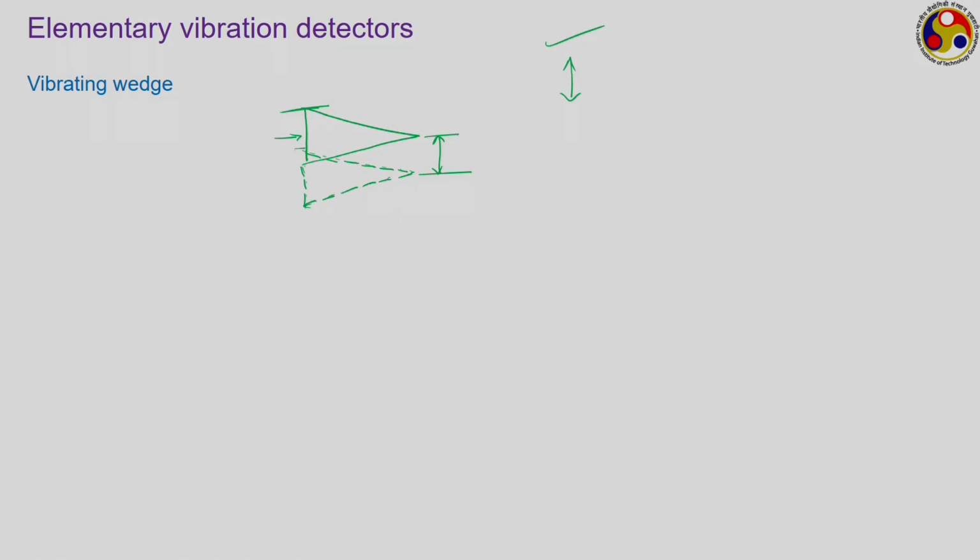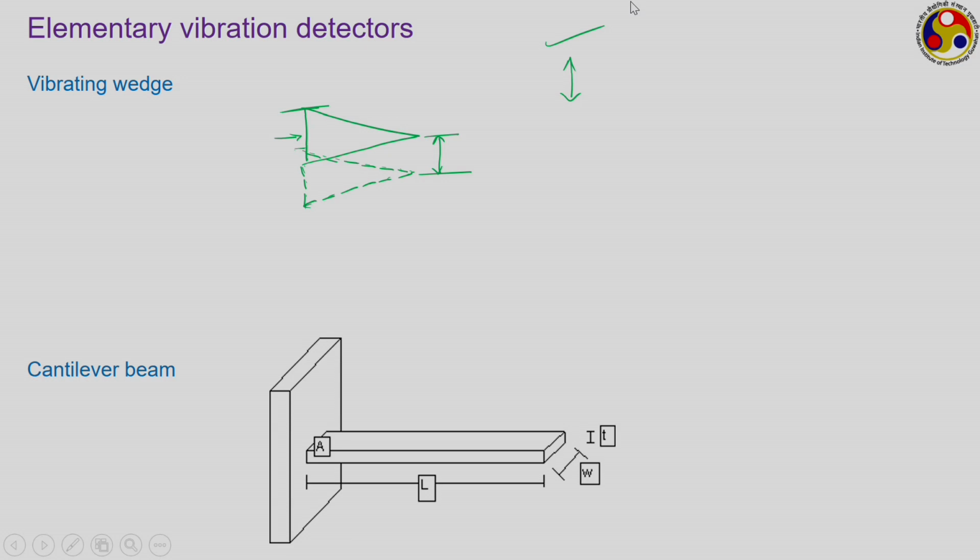However, we are not going to get the waveform from this, and also not too much idea about the frequency of these oscillations, because it is not possible to count the number of oscillations this wedge is having over a given period of time. So the most common method of measuring frequency can be the use of a cantilever beam or a cantilever beam of variable length.